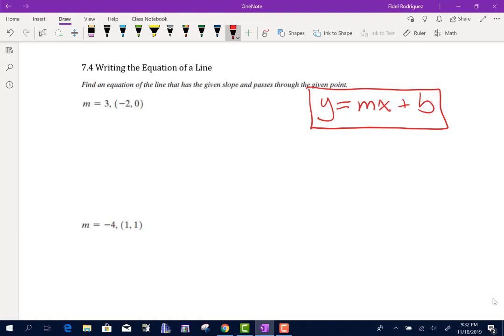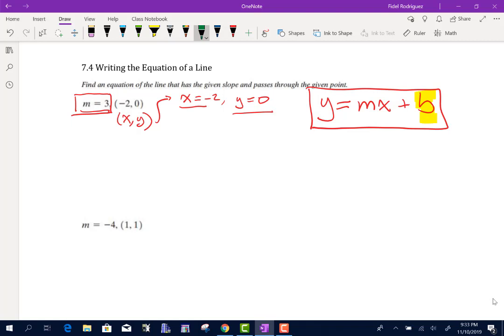So the directions here are saying find an equation of the line that has the given slope and passes through the given point. We already know our m in this case. Remember, every time we have points, we think about our points in the form x comma y. So wouldn't this tell me that my x number is -2 and my y number is 0? So I know what x is, I know what y is, I know what m is. The only letter that I do not know in this equation right now is b. Let's see if we can find that.